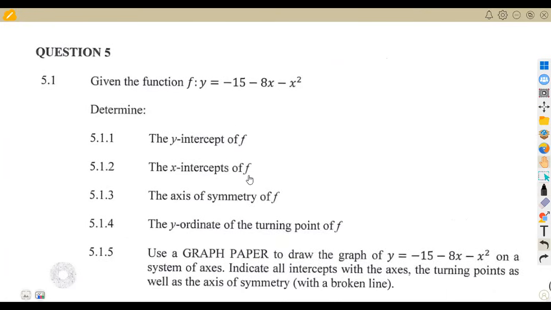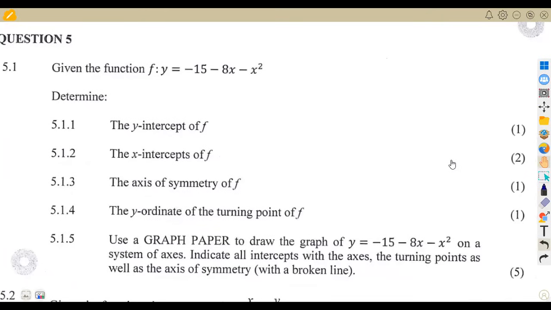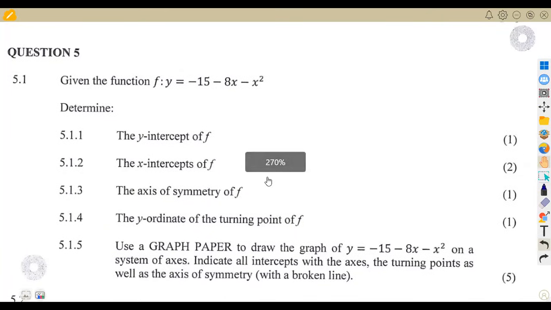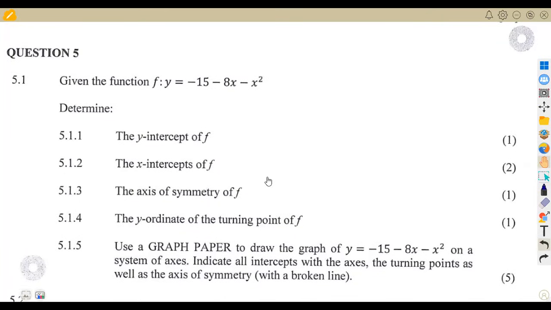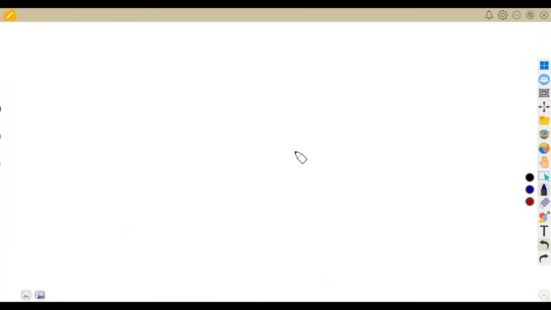Okay. Question number 5, we are now given a function. We are now back to our functions in this case, whereby we are given the function of f of x. All right, so let's put f of x aside so that we can quickly talk about it. So that's our question 5. Our f of x is given as negative 15, negative 8x, negative x squared, like this. This is our f of x.